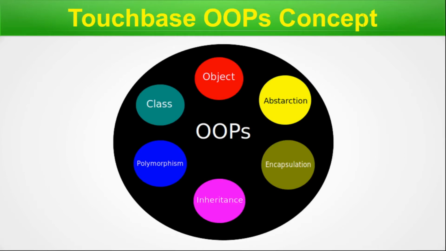Here I am touching base on the basic OOPS concept. When I am talking about an object, it will have its parent class, from which the objects are created. The object itself will have multiple properties, so it will have data as well as functions or methods. Abstraction will be there, and data encapsulation will be there, which protects the internal data. Inheritance will be there when we create a subclass, which inherits the data from the parent class, and polymorphism. These are all concepts of OOPS.